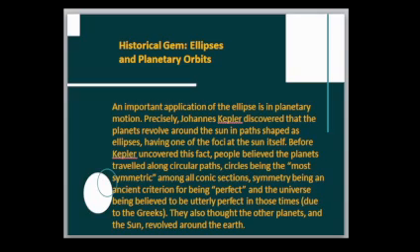Before Kepler uncovered this fact, people believed the planets traveled along circular paths, circles being the most symmetric among all conic sections, symmetry being an ancient criterion for being perfect, and the universe being believed to be utterly perfect in those times due to the Greeks. They also thought the other planets and the sun revolved around the earth. So that's the history of ellipses and planetary orbits.